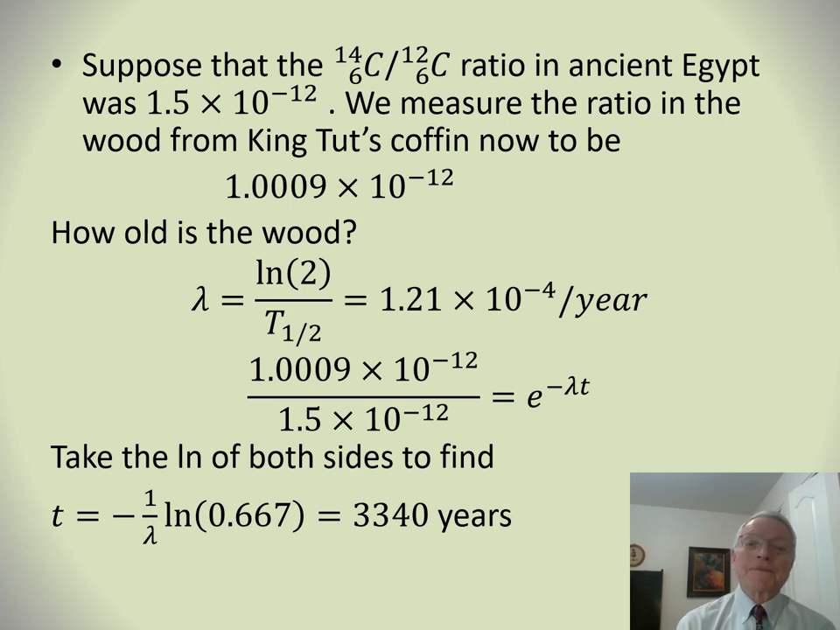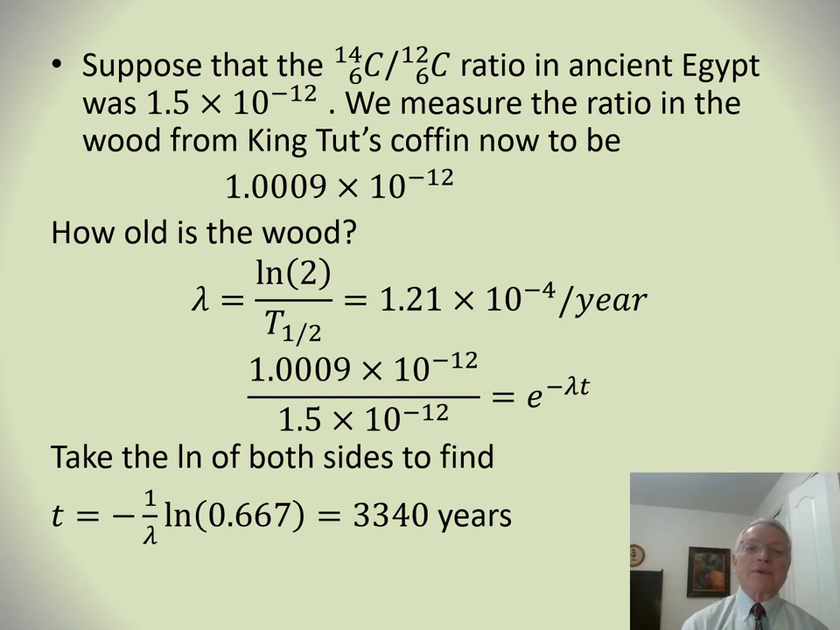So here's an example. Suppose that the carbon-14 to carbon-12 ratio in ancient Egypt was 1.5 times 10 to the minus 12. And we take a piece of wood from King Tut's coffin, and we measure this ratio, and it's 1.00909 times 10 to the minus 12. Then we ask, how old is the wood? Well, the half-life is 5,730 years. So we find lambda by using log 2 over t to the 1/2. It gives a lambda of 1.21 times 10 to the minus 4 per year.